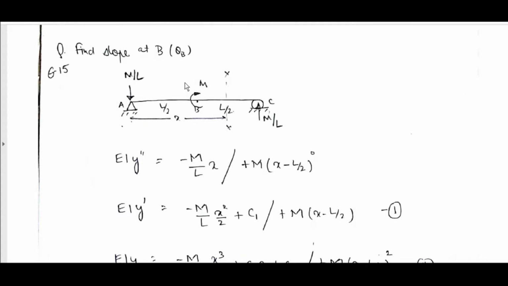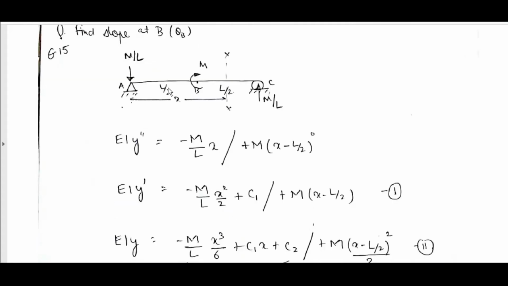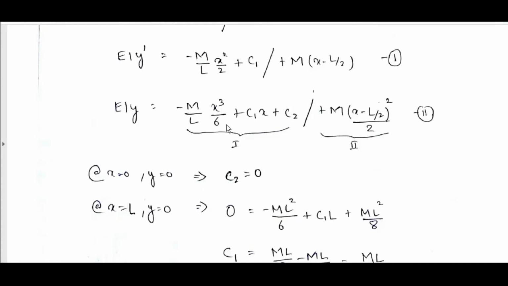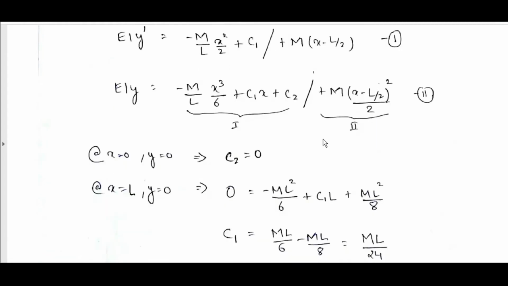Find the slope at B, theta B. Only a moment is applied, then M by L will be in this direction and M by L will be in this direction. EI y double prime is equal to minus M by L into x plus M into (x minus L by 2) whole power 0. EI y prime is equal to minus M by L x square by 2 plus C1, plus M into (x minus L by 2). EI y is equal to minus M by L x cube by 6 plus C1 x plus C2 plus M into (x minus L by 2) whole square by 2. This is the first term, this is the second term.